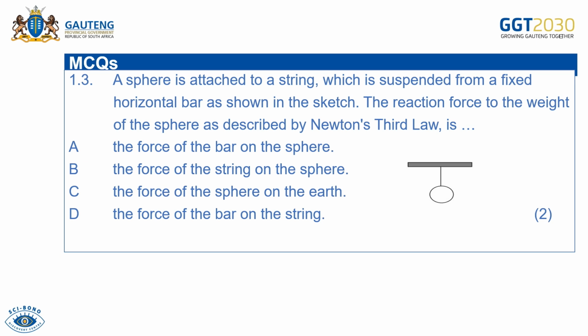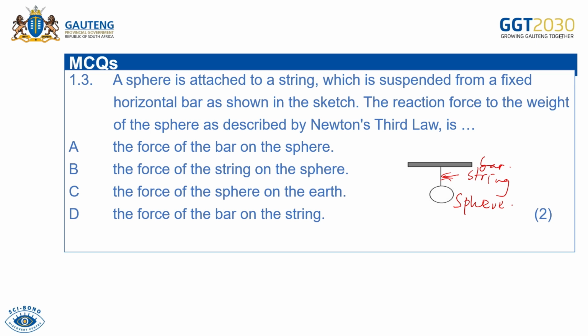Then when it comes to 1.2, it was application of Newton's first law. Then let's look at this one and see its application of which law. All right, so here we are having a sphere. So this is a sphere, right? So a sphere is attached to a string. So this is a string. This is a sphere, right, which is suspended from a fixed horizontal bar. So this is a bar.